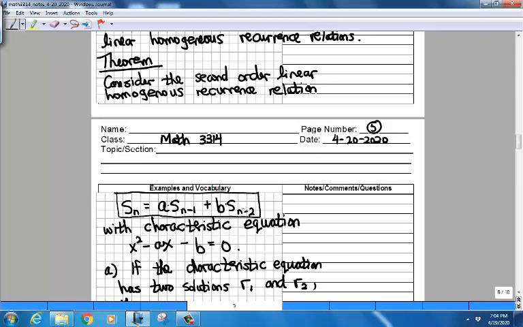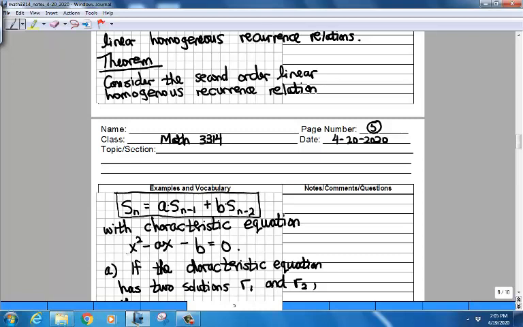Now, what's the characteristic equation for this recurrence relation? If you take these two terms and move them to the left-hand side, you get S sub n minus a times S sub n minus 1 minus b times S sub n minus 2 equals 0. So for the characteristic equation, just peel off the coefficients of the recursive terms and turn them into a polynomial. You'll get x squared minus ax minus b, and then set that equal to 0, because you always set the characteristic equation equal to 0. So you get a characteristic equation that looks like this, just a very standard quadratic equation.